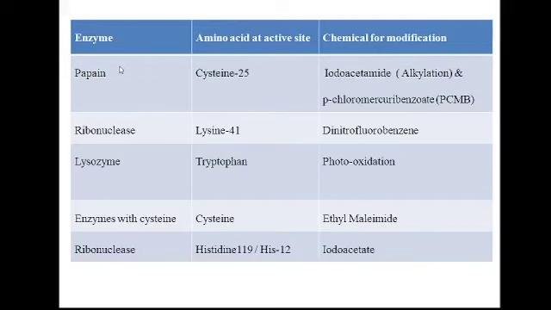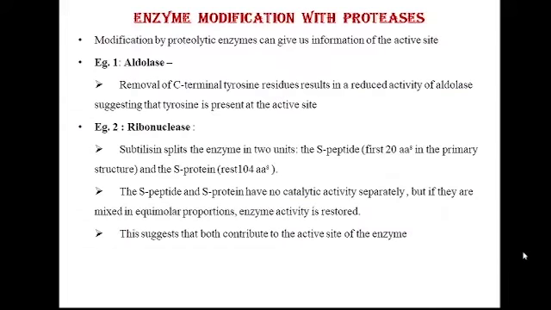So it is papain. In papain, it was found that cysteine is present at the 25th position of the active site, and this was found by use of iodoacetamide and parachloromercuribenzoate. Then lysine was present at the 41st position of ribonuclease, which was detected by the use of dinitrofluorobenzene. Tryptophan was present at the active site of lysozyme, which was found with the help of photooxidation. Ethylmaleimide and iodoacetate we have already discussed earlier.